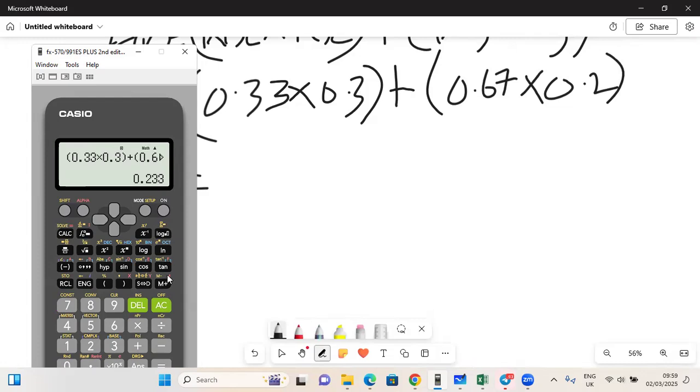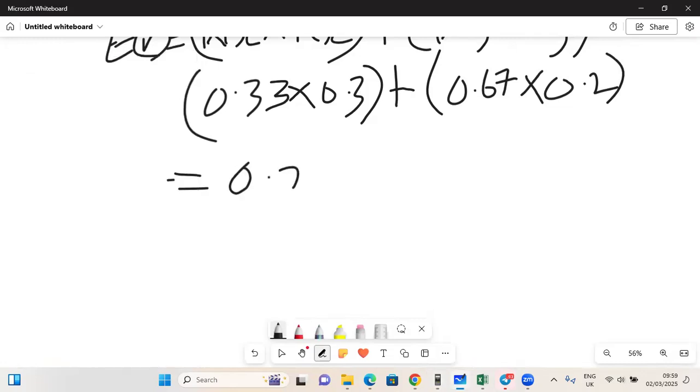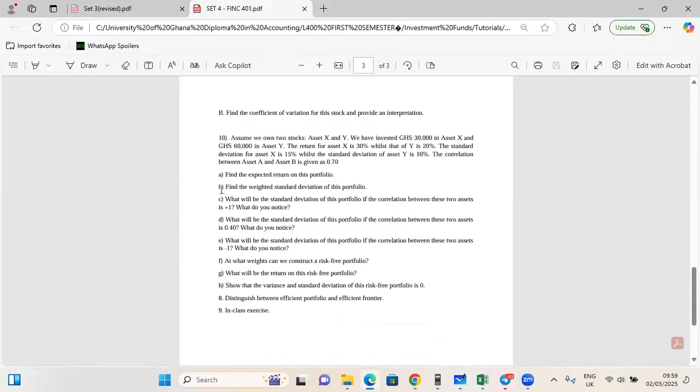0.233, which is equivalent to 23.3%. So this is the expected return, right? Now, part B: find the weighted standard deviation of this portfolio.